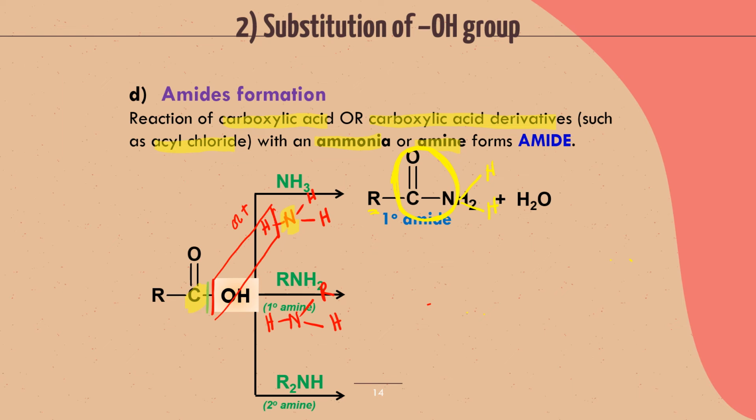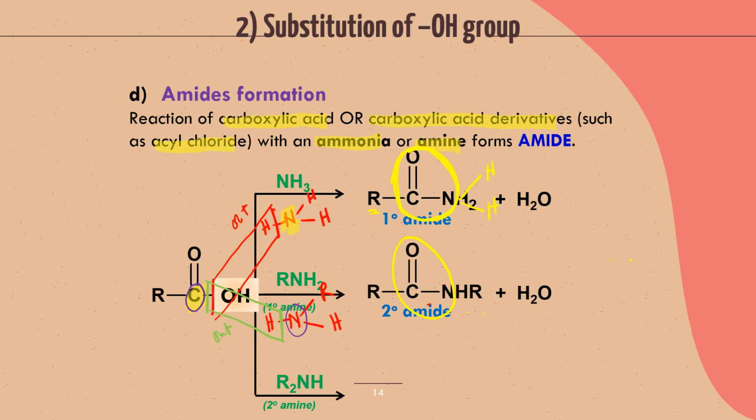Dan dalam amines, kita pecahkan bonding di antara N dan juga H. So, these two akan come out sebagai water. So, now, carbon of carbonyl di sini akan covalently bonded dengan this nitrogen later on. Okay, so by doing that, maka kita akan dapat this compound. Okay, so which one is the amide group? Ini adalah amide group kita.